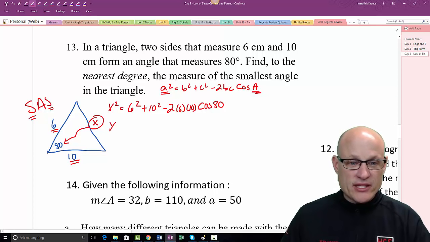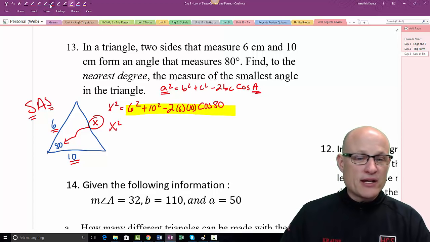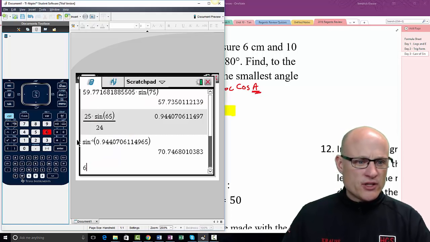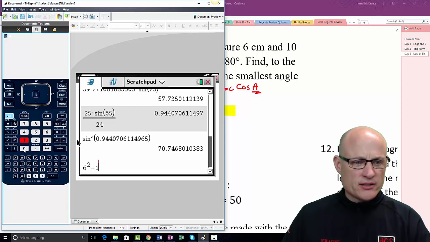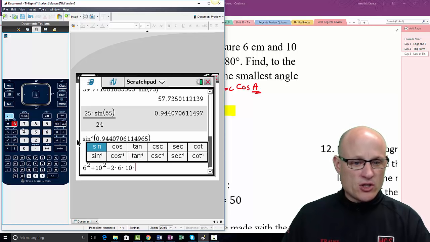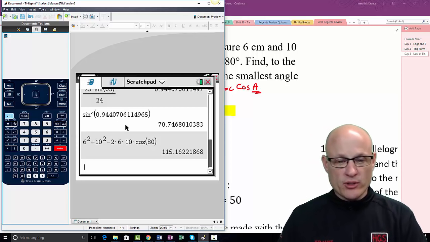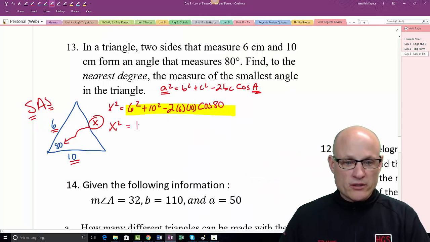And that's it. Because these are all numbers, I can just type that baby into my calculator. So that's what I'm going to do. 6 squared plus 10 squared minus 2 times 6 times 10 times the cosine of 80 degrees. Now I'm going to get some large number, 115.1622.